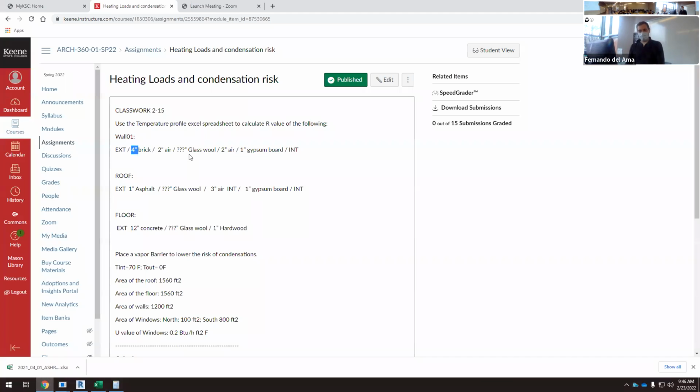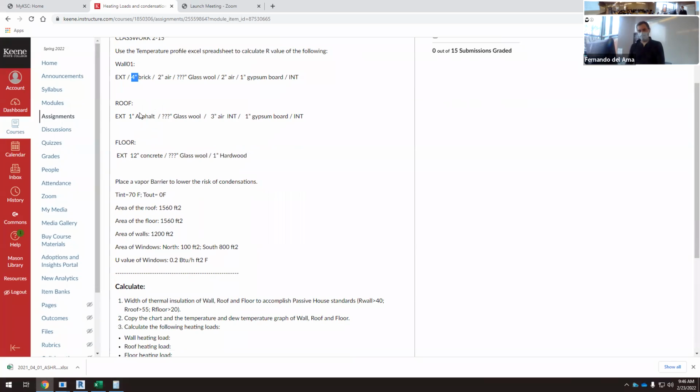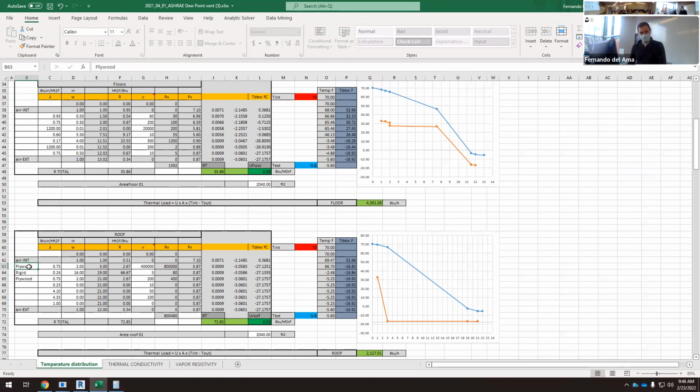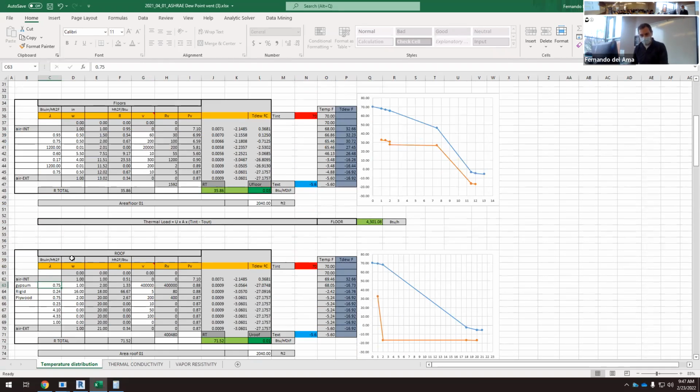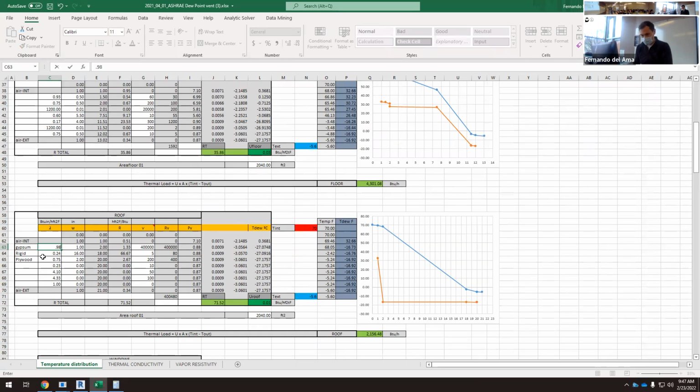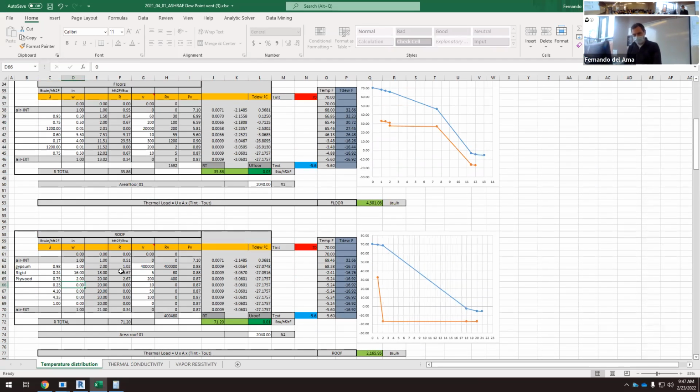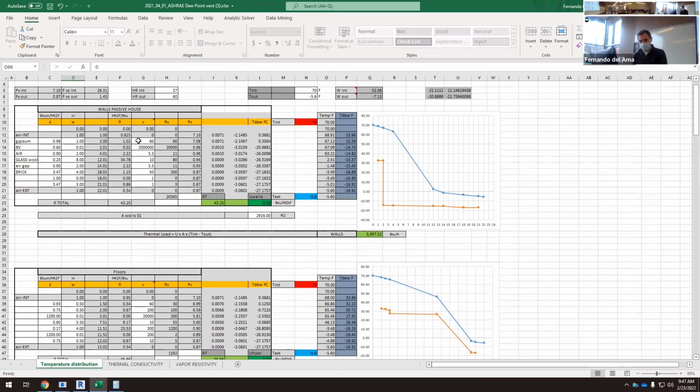So let's do it. We are working with the roof. Inside, we have 1 inch of gypsum board. It's 1 inch gypsum. The thermal conductivity of gypsum was 0.98. And the resistivity is 60.